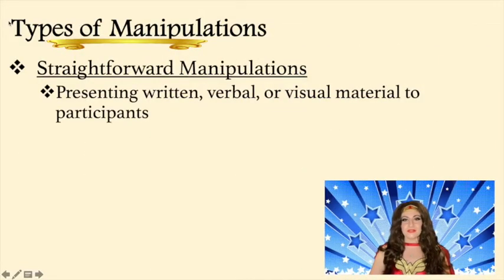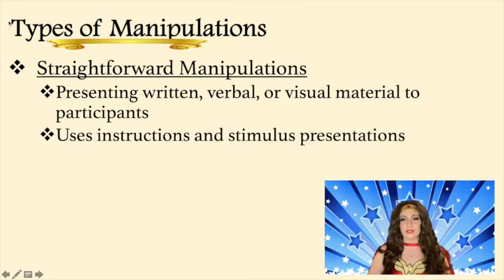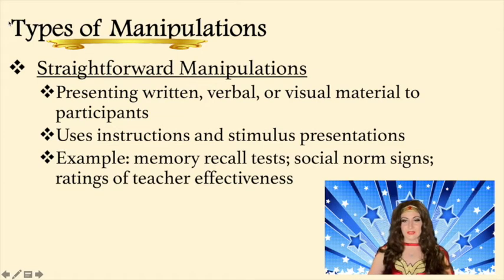There are 2 different types of manipulations. The first one is called the straightforward manipulation, in which we present written, verbal, or visual material to participants. Straightforward manipulations often use instructions that accompany these different stimulus presentations. For example, if you're testing someone's memory by asking them how many words they can recall after reading a list of words, we can also see how people respond or react to different social norm signs in social settings.